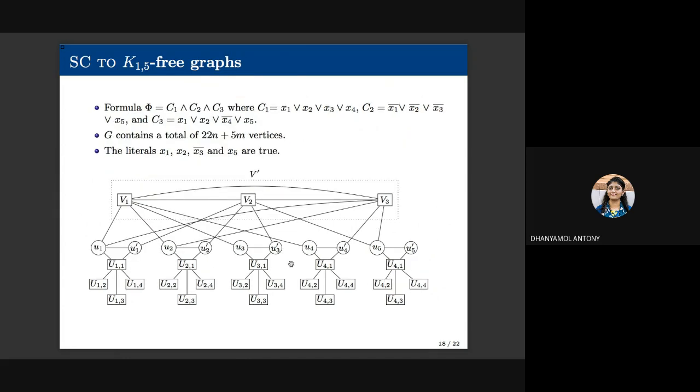Thus, this is the resultant graph G. It contains a total of 22n plus 5m vertices, so it is a linear reduction. Now, a K15 is created by a vertex from the set Vi along with the 4 literal vertices corresponding to this set and 1 vertex from this big clique.